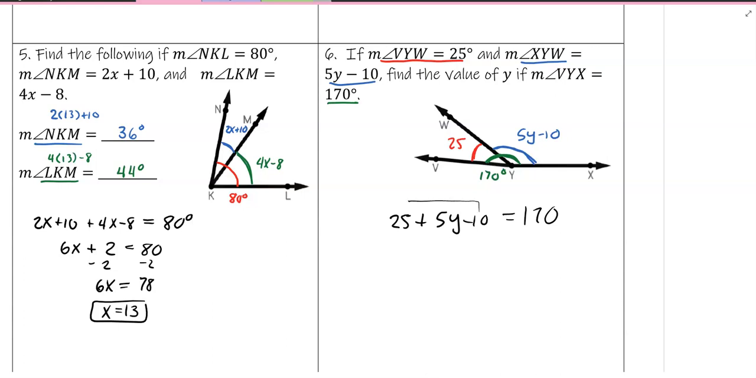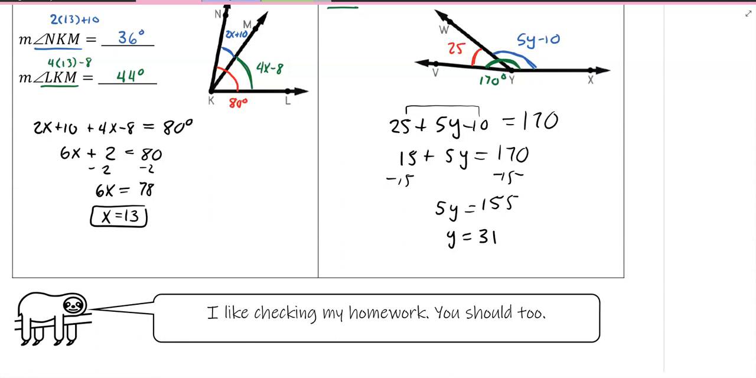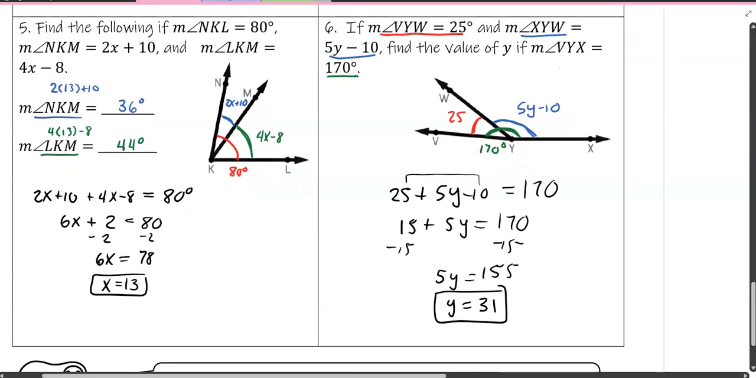Start by combining like terms. In this case, the 25 and the negative 10 will combine to give me 15. We'll subtract 15 from both sides. So we get 5y equals 155. And last but not least, divide both sides by 5. We end up with an answer here of 31. I believe it says just find the value of y. So that's all we did, and we're all finished.